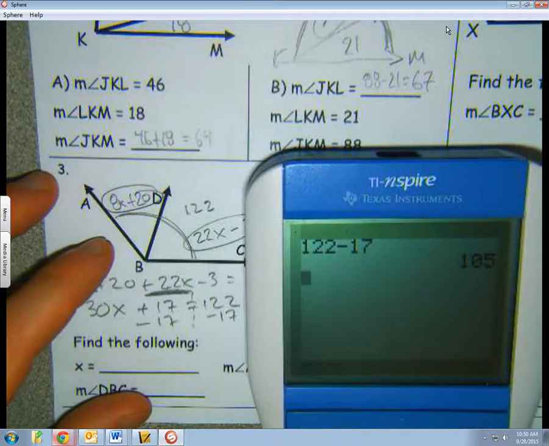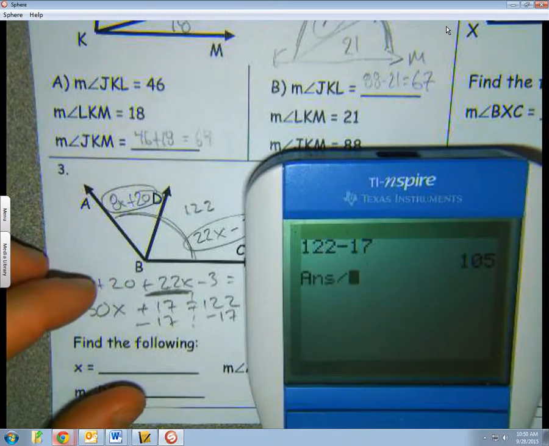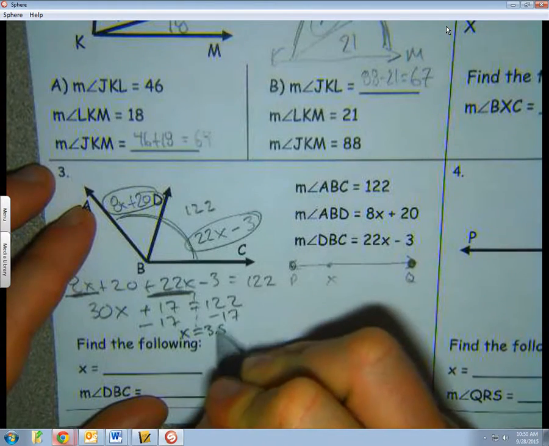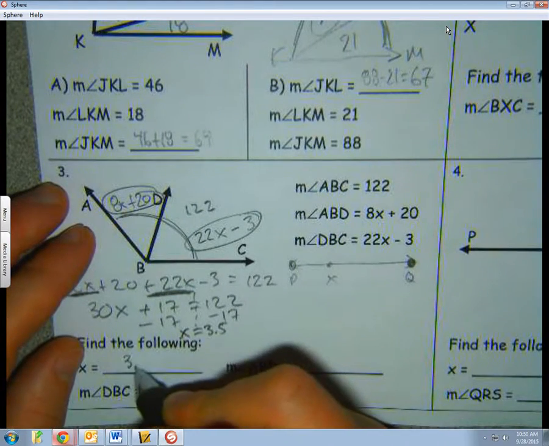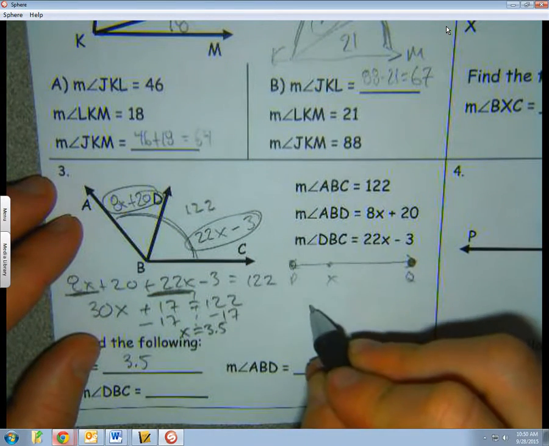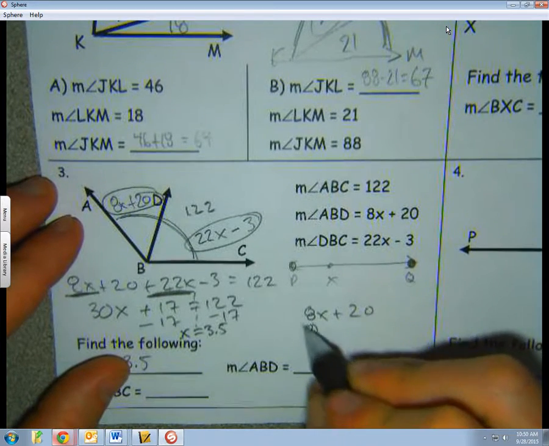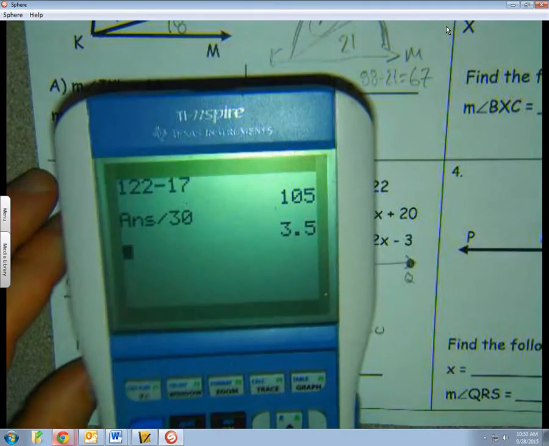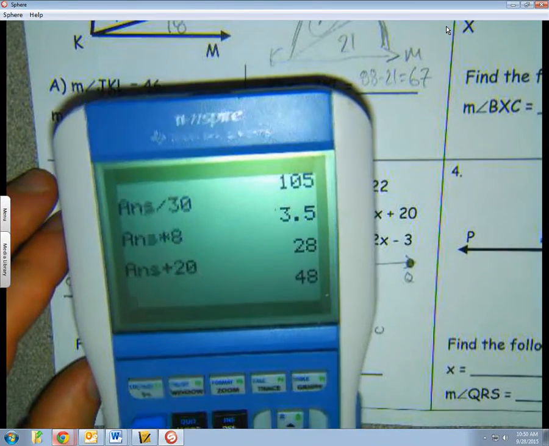That's a programming term. So 122 minus 17 is 105, and then we just divide by 30. So we get 3.5. So x is 3.5. Okay, so I'm going to put that here. X is 3.5. ABD is 8x plus 20. So I'm going to go 8 times 3.5 plus 20. I'll just take that times 8 and then add 20. And I got 48.